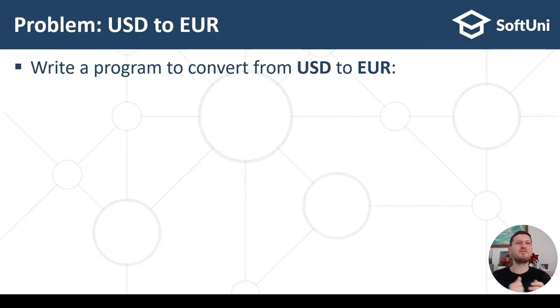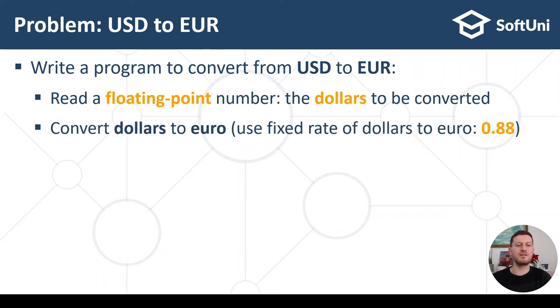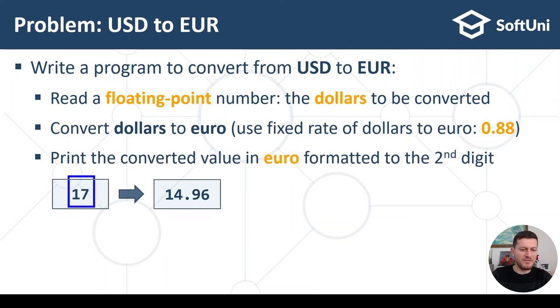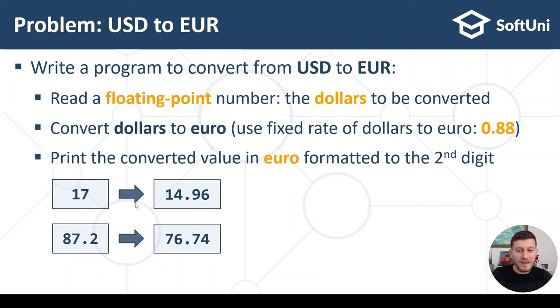Let's start with the first exercise. It's about writing a program to convert from US dollars to euro at a fixed rate. So we first read the floating point number, the dollars to be converted, then we convert the dollars to euro by a fixed rate of 0.88, and we finally print the converted value in euro formatted to the second digit after the decimal point. So this is an example. We have 17, we multiply it by 0.88, and the result is this one. This is another example.